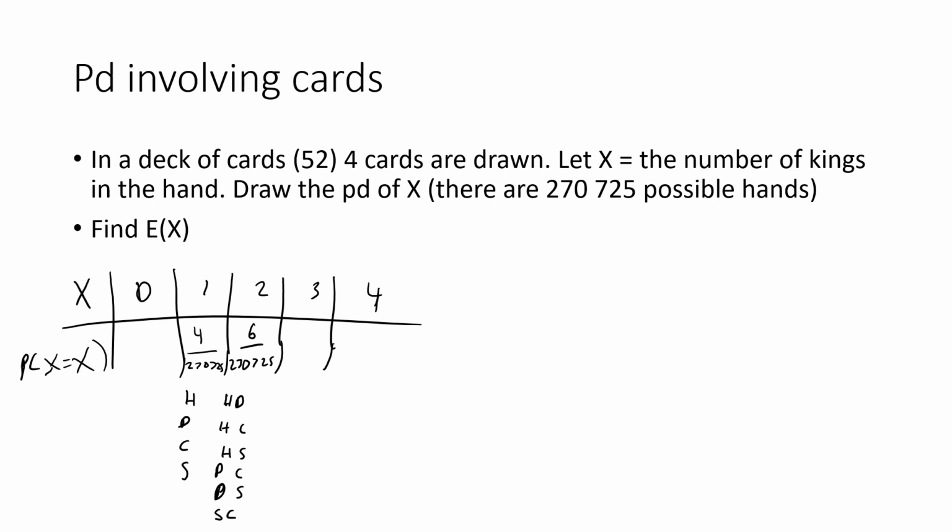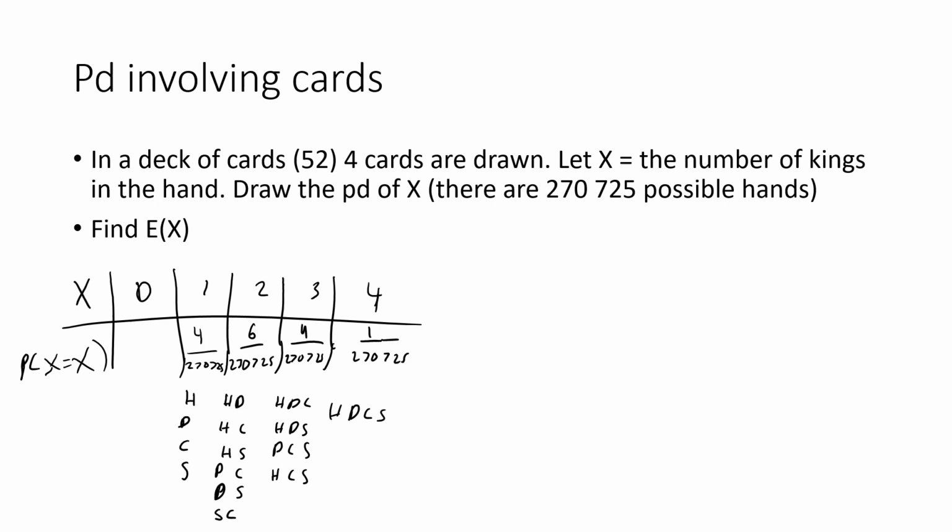Same thing for 3. How many different ways can we have 3 kings? So hearts, diamonds, clubs; hearts, diamonds, spades; diamonds, clubs, spades; and hearts, clubs, and spades. That's 4 out of the total. And how many ways can we have 4 kings? Well, that is simple. That's just 1: heart, diamond, club, and spades. That's 1 out of 270,725.